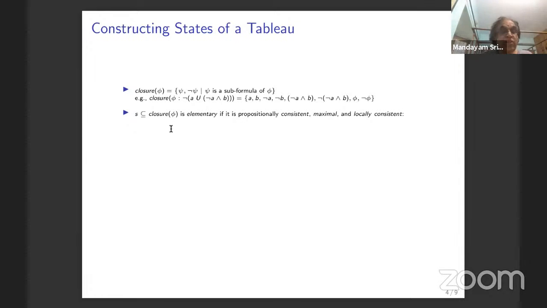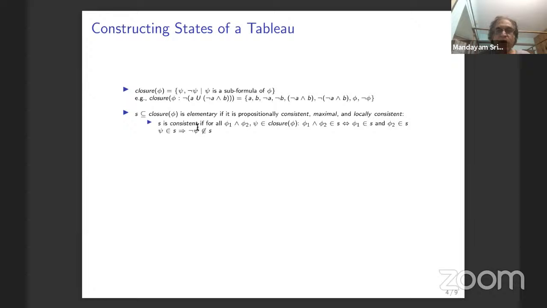Now, any subset of the closure, which are the ones that we'll be using to represent states, is elementary if it satisfies three conditions. It is propositionally consistent, meaning the propositional formulas that appear here have to be consistent with each other. It has to be maximal, and it has to be locally consistent with respect to the until operator. Okay?